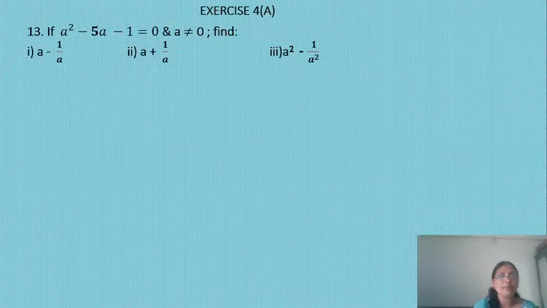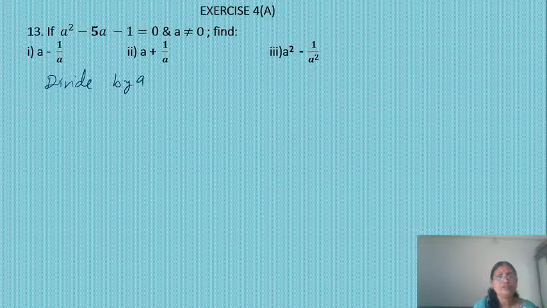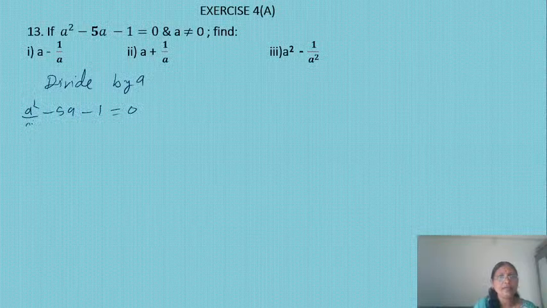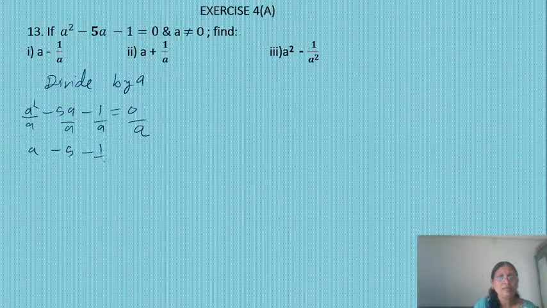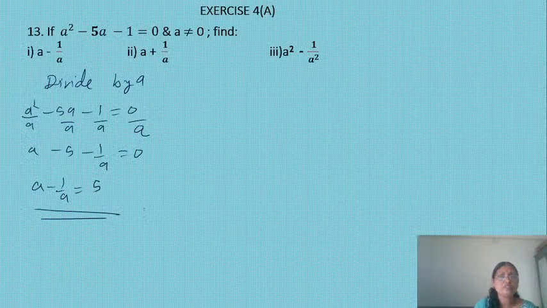So again, dividing by a throughout, we have the target to get a minus 1 upon a. Dividing by a, you get a square minus 5a minus 1 is equal to 0. We divide each term by a separately, so we get a minus 5 minus 1 upon a is equal to 0. So a minus 1 upon a is equal to 0 plus 5, which becomes 5. So the first part is done.